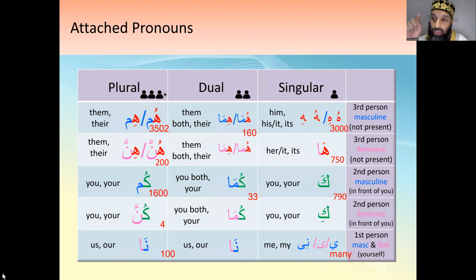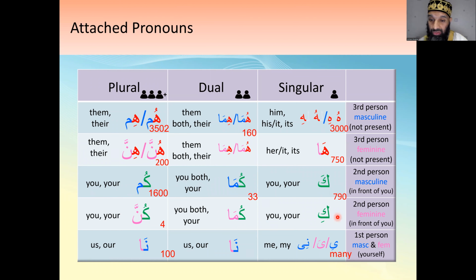So how am I going to say your book? Kitabu. I don't think we've got a song for this one. Kitabuka. How am I going to say to a sister, your book? Kitabuki. And this is the structure. This is the template that you can put on other words, and you're going to be able to translate that word. How do I say your Lord? Rabbu. Rabbuka means your Lord. Rabbuki. What does Rabbuki mean? Your Lord, when you're talking to somebody who is a woman.